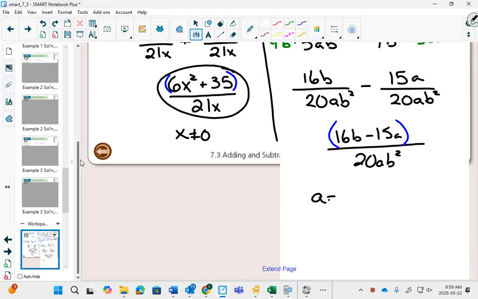Again, non-permissible values here. A can't equal 0, and B can't equal 0, because that would cause you to divide by 0. Circle questions 3, 4, and 5.